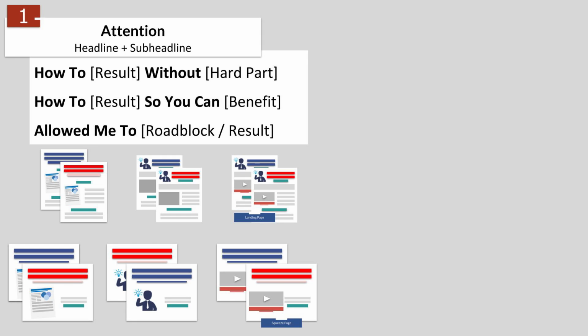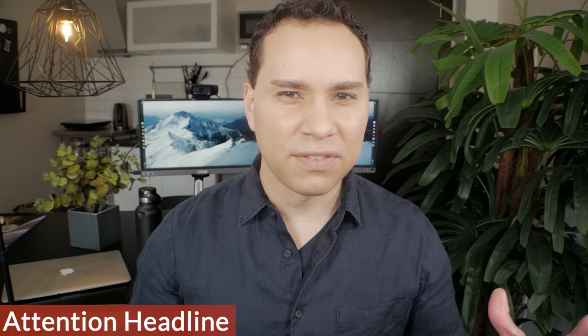So here are our three. We have how to result without hard part, how to result so you can benefit, and then allowed me to roadblock result. Now you may be wondering, okay, this is nice, but what are benefits and what are roadblocks and what are the results? Good question.